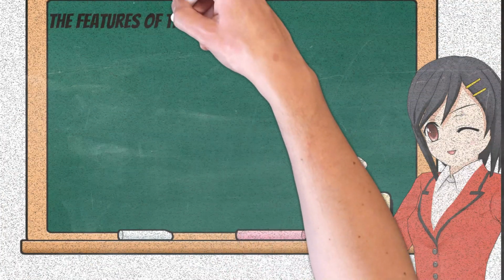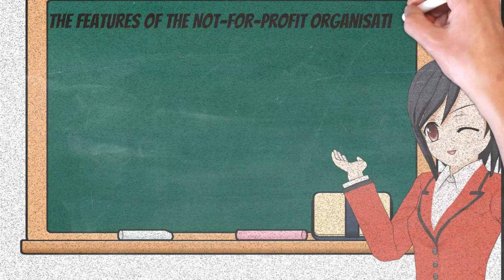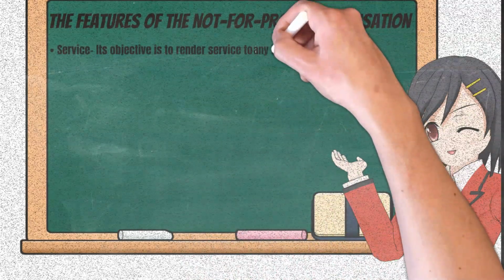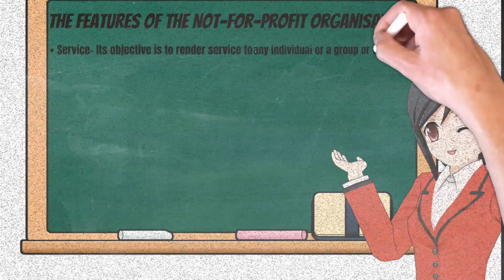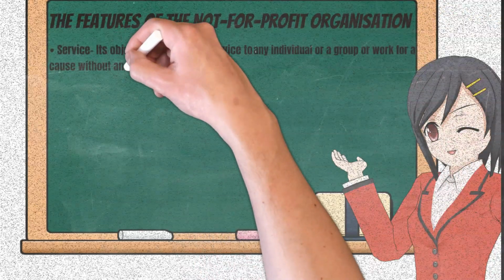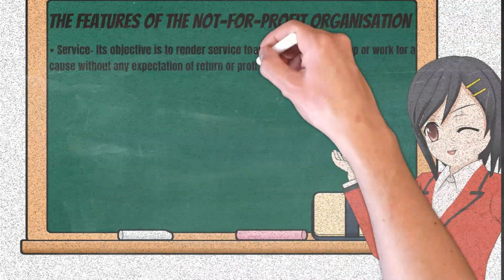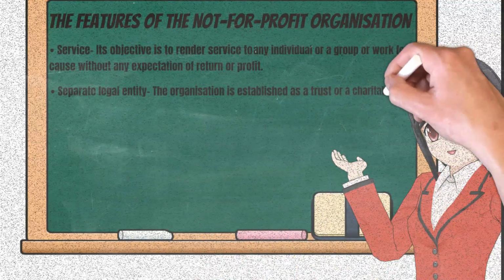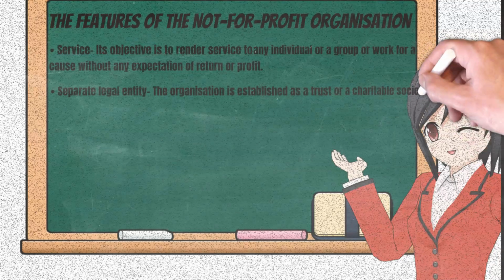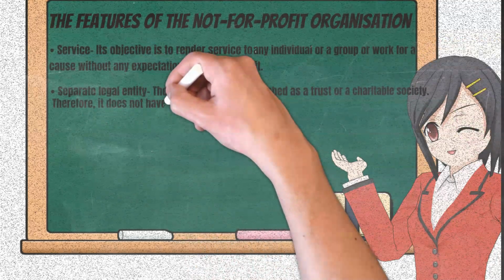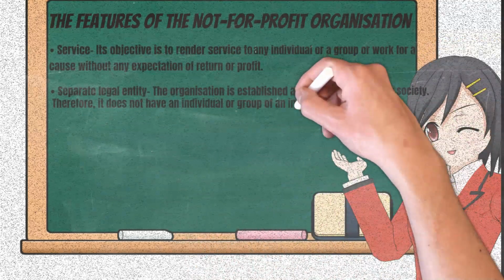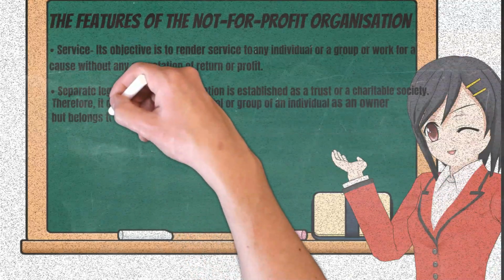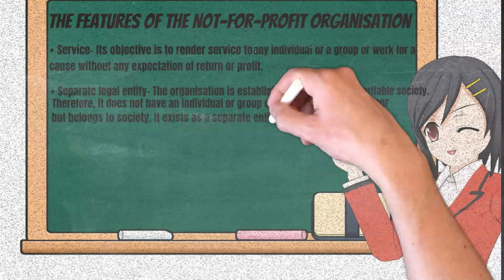The features of the not-for-profit organization are: Service. Its objective is to render service to any individual or a group or work for a cause without any expectation of return or profit. Separate legal entity. The organization is established as a trust or a charitable society. Therefore, it does not have an individual or group of individuals as an owner but belongs to society. It exists as a separate entity.